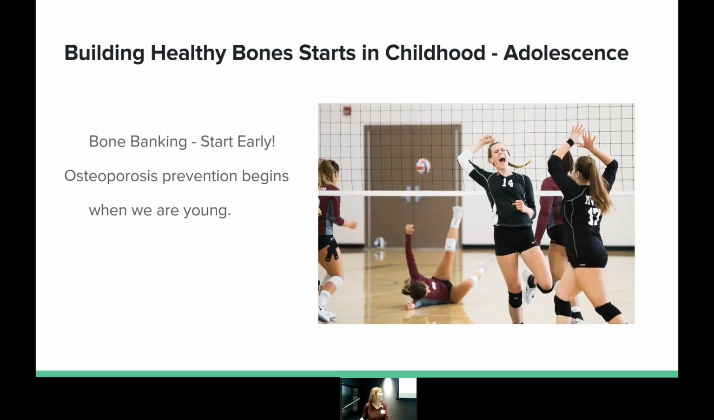I want to take a step back and go back to our childhood and our teen years. And Sarah already talked about this a little bit, about the importance of this critical period during adolescence where we're laying down bone. We all know what a growth spurt is. It's a time when our bones are growing rapidly, but not only are they growing in length, but they're also growing in density. So during those early adult years, teen years, we are actually laying down more bone than what we're losing, and we're in a state of positive bone balance.